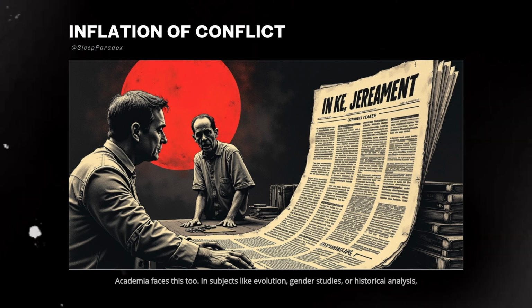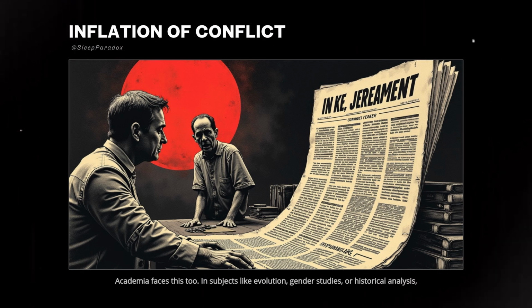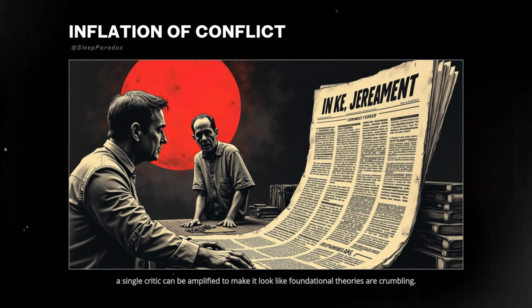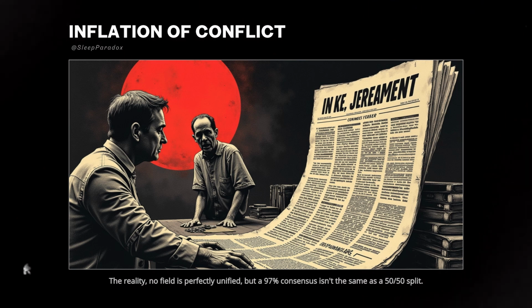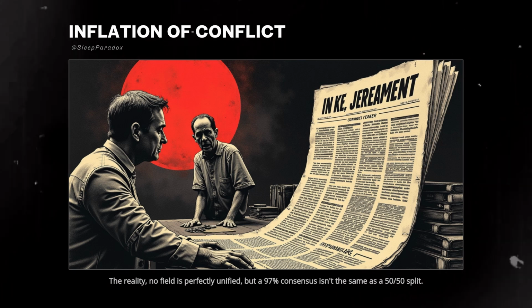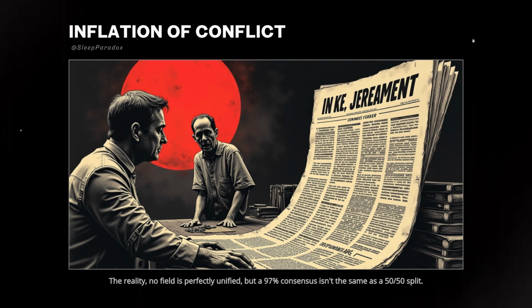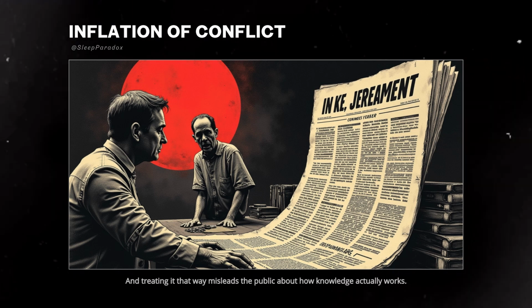Academia faces this too. In subjects like evolution, gender studies, or historical analysis, a single critic can be amplified to make it look like foundational theories are crumbling. The reality, no field is perfectly unified, but a 97% consensus isn't the same as a 50-50 split, and treating it that way misleads the public.